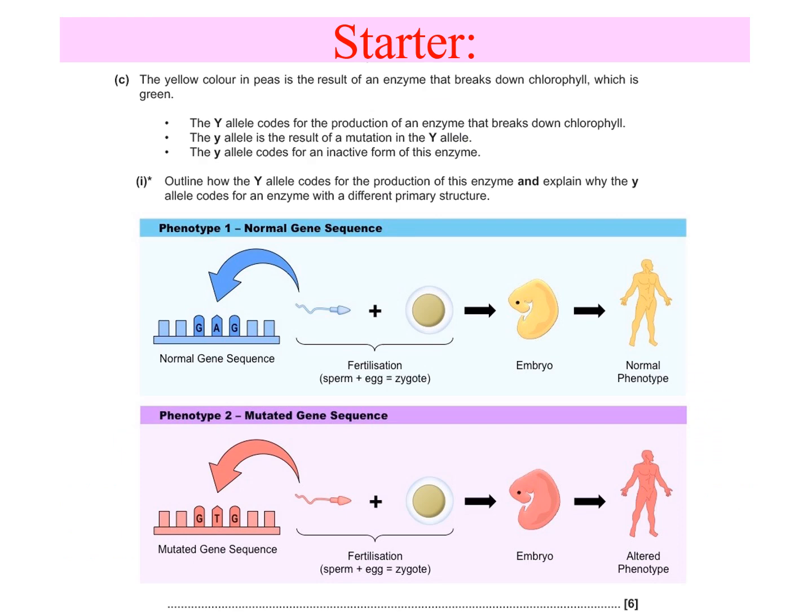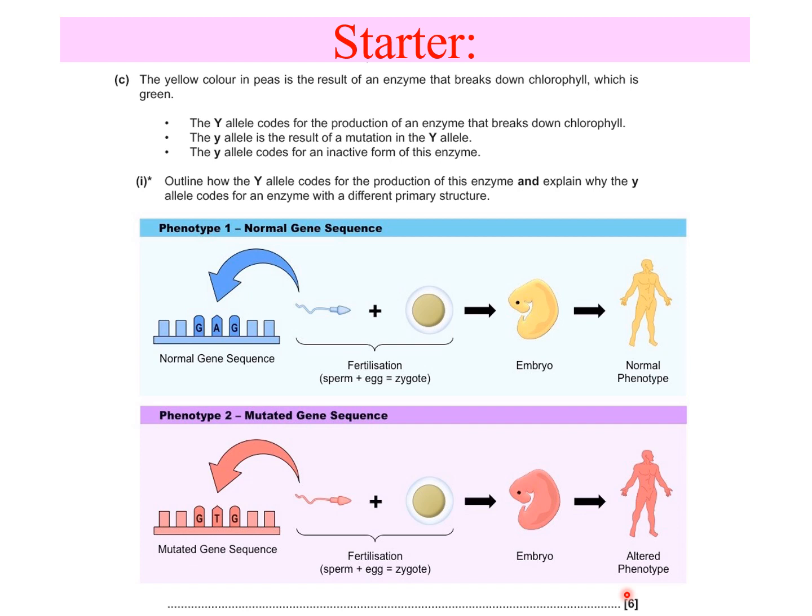In order to start looking at mutations, I want to have a look at this question. Please feel free to pause this video and have a go at this question if you would like. The question says the yellow colour of peas is a result of an enzyme that breaks down chlorophyll, which is green. The dominant allele codes for the production of the enzyme that breaks down chlorophyll. The recessive allele is a mutation, and it codes for an inactive form of the gene.